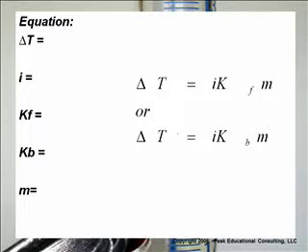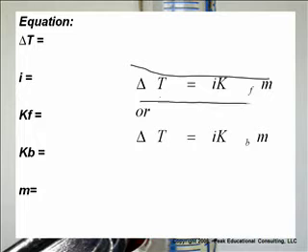Okay. All right. Now there's some equations. So not only are we interested in that it's lower, we want to know how much lower. We love math. Quantitative. So here's your equation: delta T equals i Kf times m, or delta T equals i Kb times m.